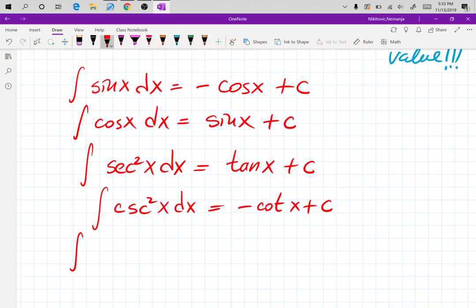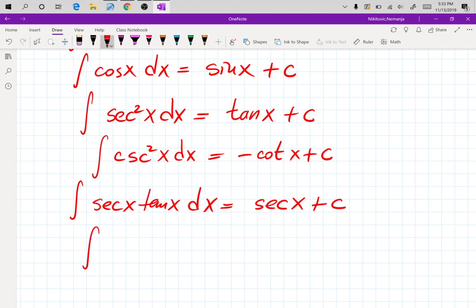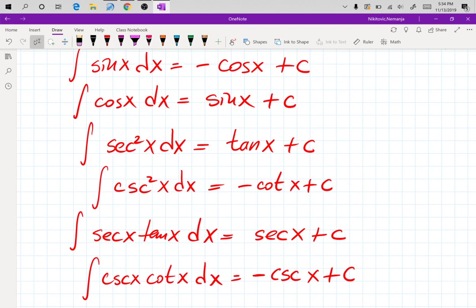And the final 2 for trig, secant x tangent x dx will give you secant x plus c. And finally, cosecant x cotangent x dx will give you negative cosecant x plus c. So these are your 6 trigonometric integrals, and the bottom 4 are a bit weird.